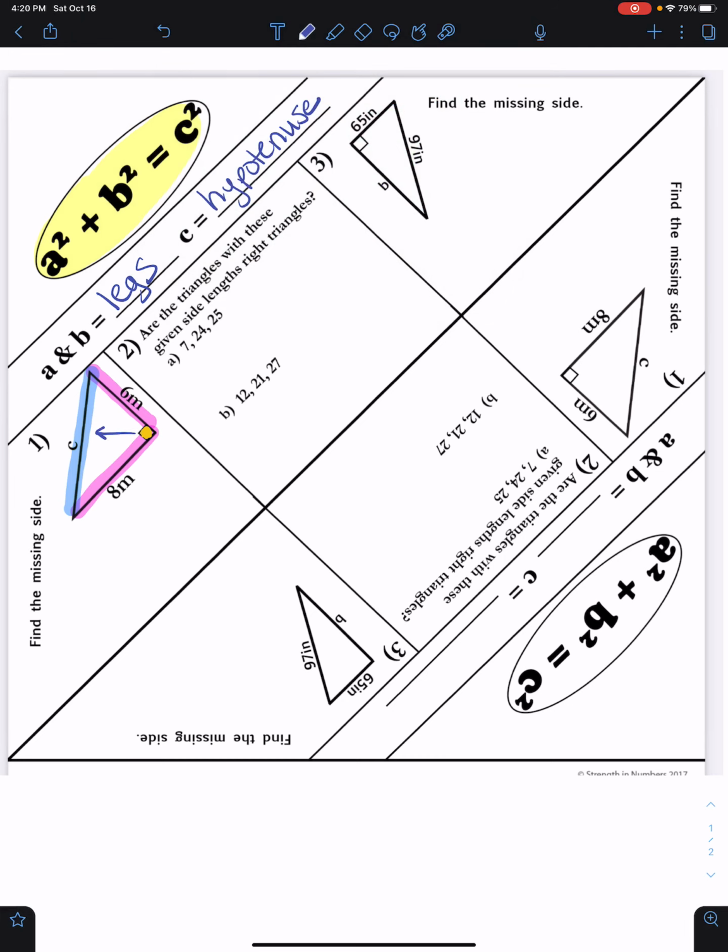So if we wanted to find the missing side, side C, we would do a squared plus b squared equals c squared. So 8 squared plus 6 squared equals c squared, because 8 and 6 are the legs of the triangle. So we have 64 plus 36 equals c squared, or 100 equals c squared. To find out what c is, we would do the square root of 100, which we probably have memorized. It's 10. If you weren't sure, you could put it in your calculator with 100 and then the square root symbol.